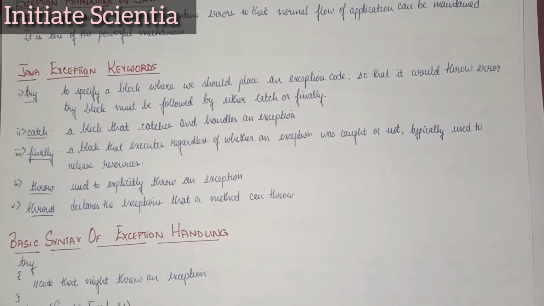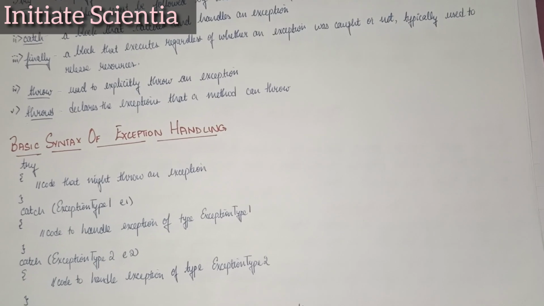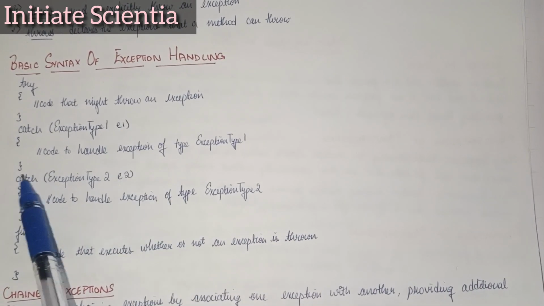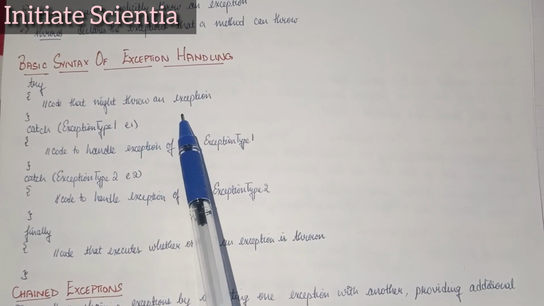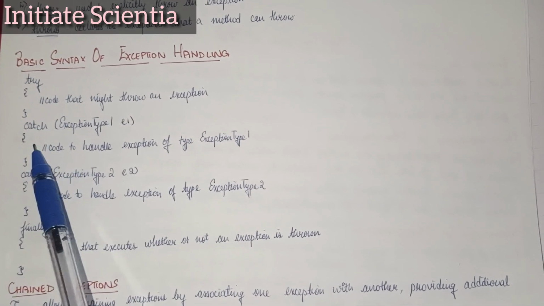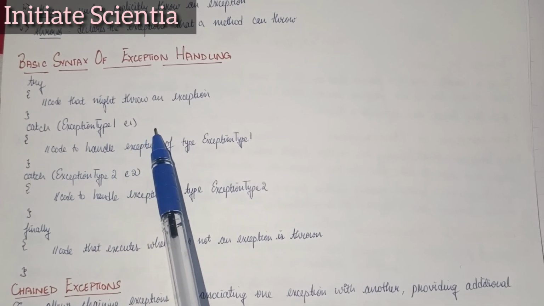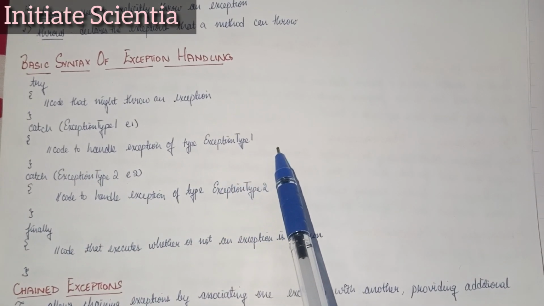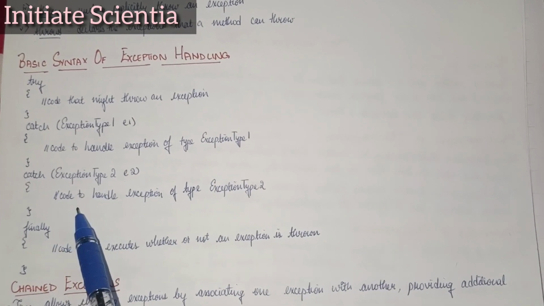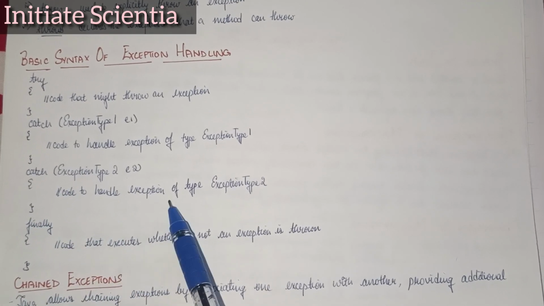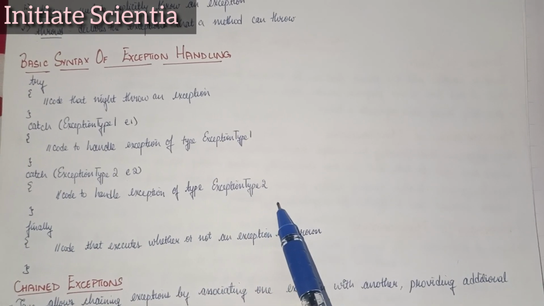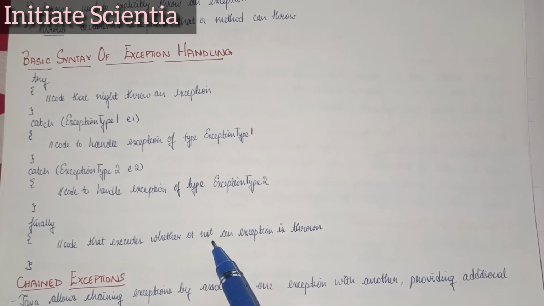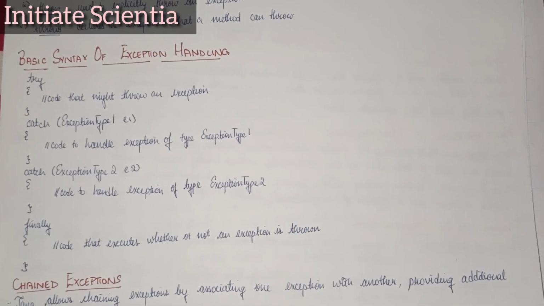Basic syntax of exception handling: try, catch, and finally. Try. Code that might throw an exception is in the try block. Catch, exception type 1, E1. The code to handle an exception of type exception type 1. Next, we have another catch block: code to handle an exception of type exception type 2. And finally, this block has the code that executes whether or not an exception is thrown.